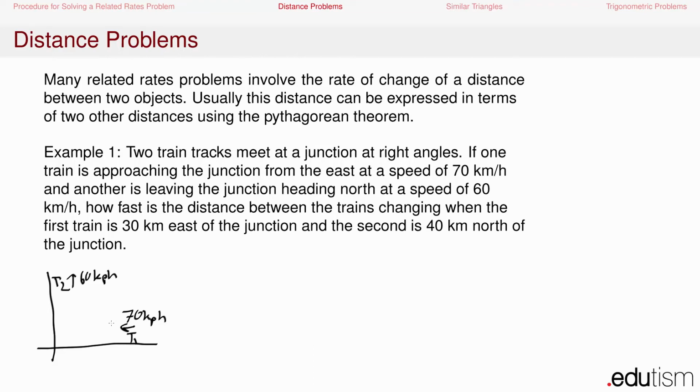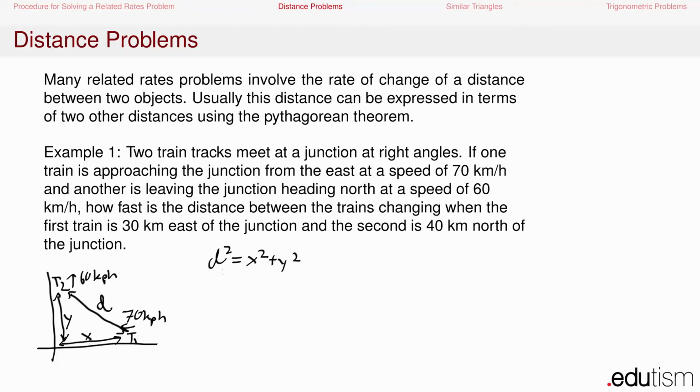And we want to find how fast the distance between the trains, this distance d, is changing when the first train is 30 kilometers east of the junction, and the second is 40 kilometers north of the junction. Well, our variables in this question are the distance of T1 from the junction, which is x, and the distance of T2 from the junction, which is y. You can see the relationship between these three variables is Pythagoras' theorem. d squared equals x squared plus y squared.